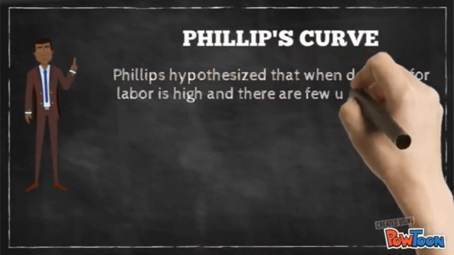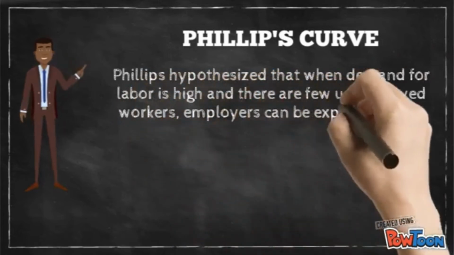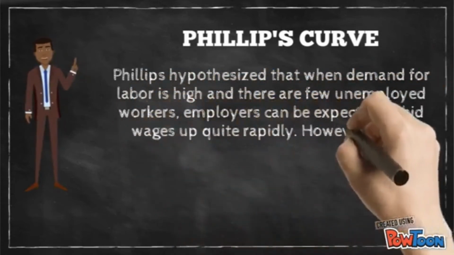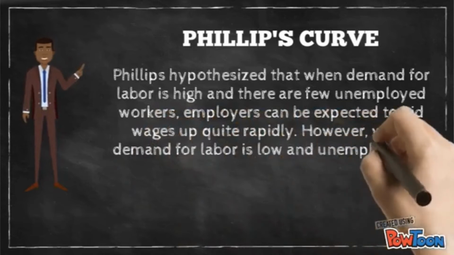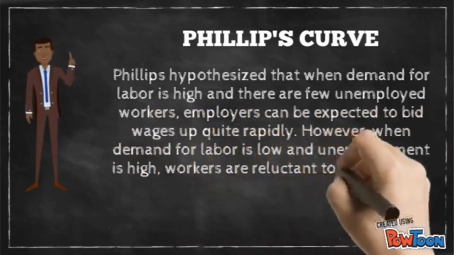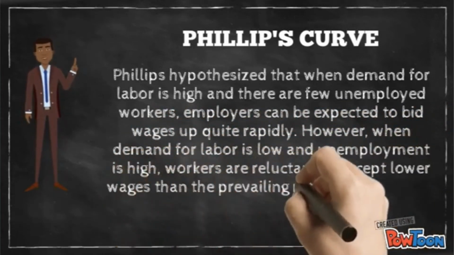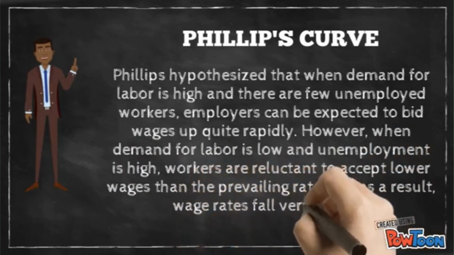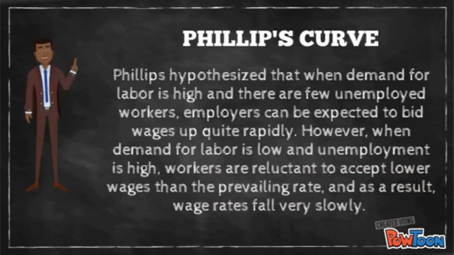Phillips curve. Phillips hypothesized that when demand for labor is high and there are few unemployed workers, employers can be expected to bid wages up quite rapidly. However, when demand for labor is low and unemployment is high, workers are reluctant to accept lower wages than the prevailing rate, and as a result, wage rates fall very slowly.